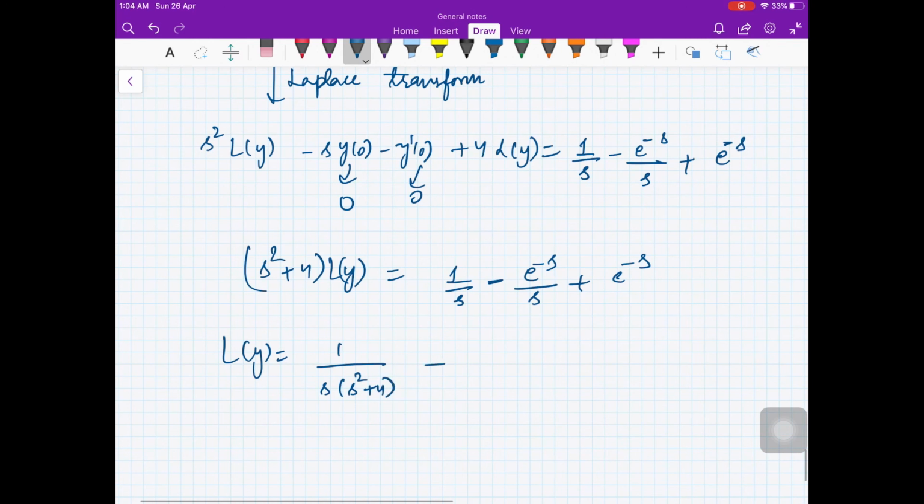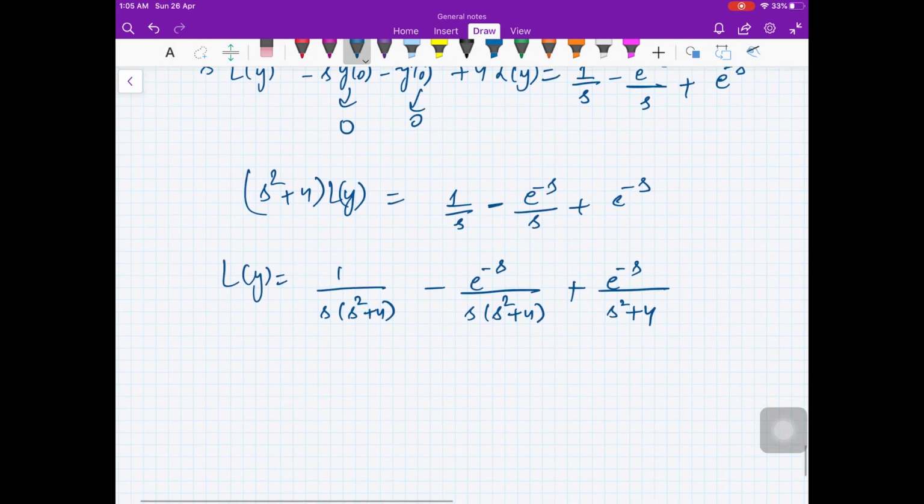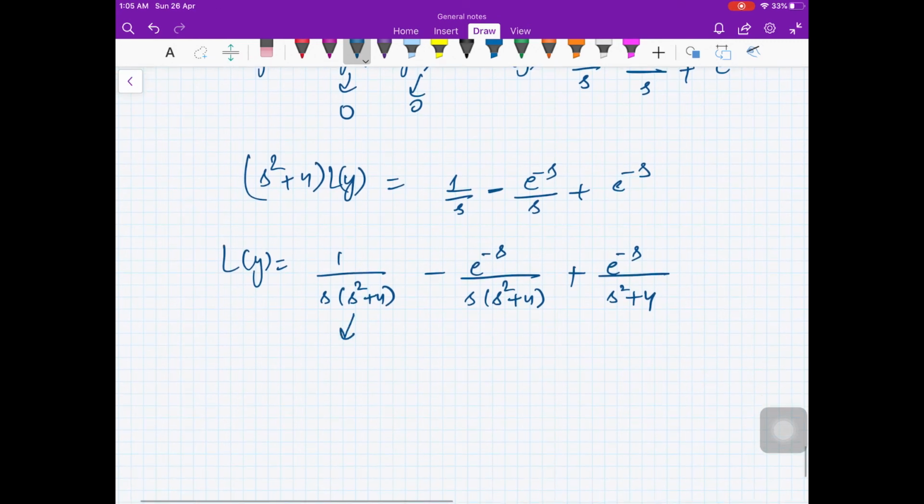So you get L of y is equal to 1 upon s into s square plus 4, minus e raised to minus s upon s into s square plus 4, plus e raised to minus s upon s square plus 4, right? So this is what you get.